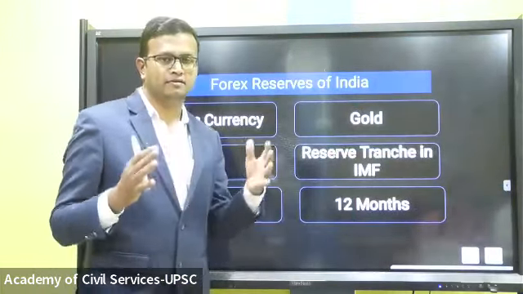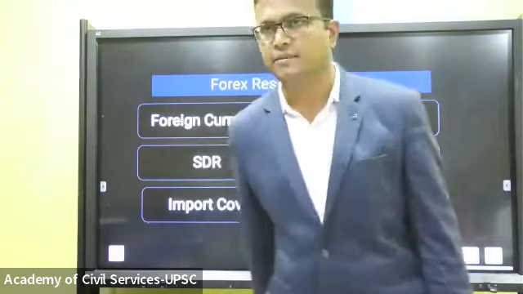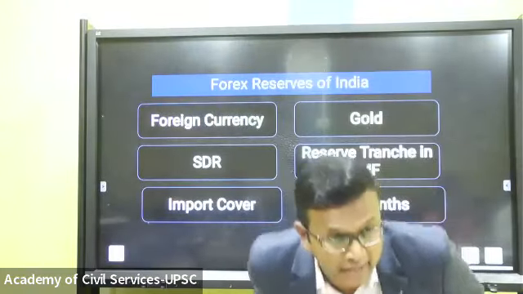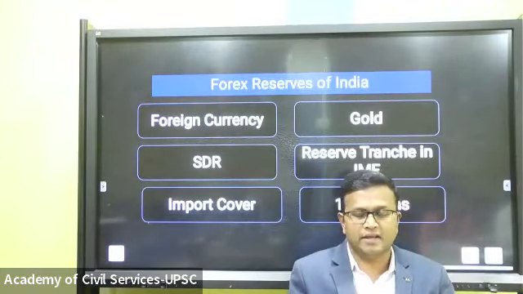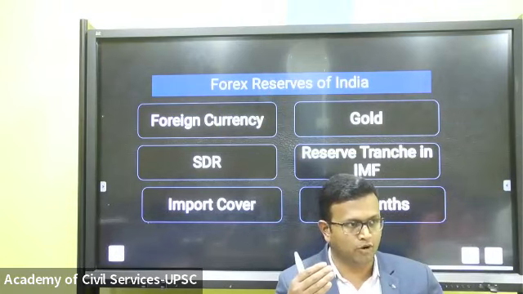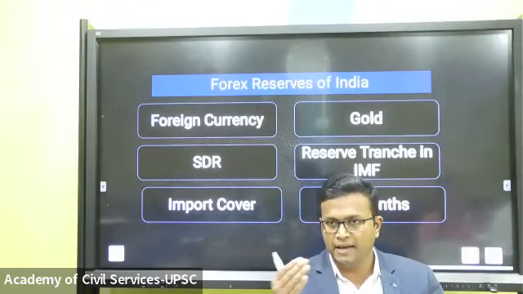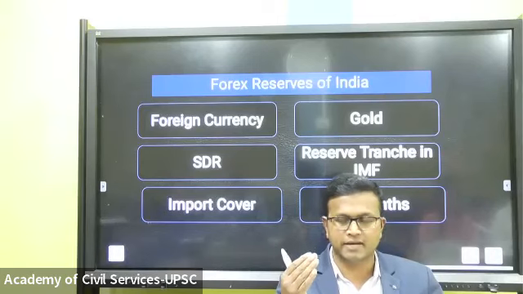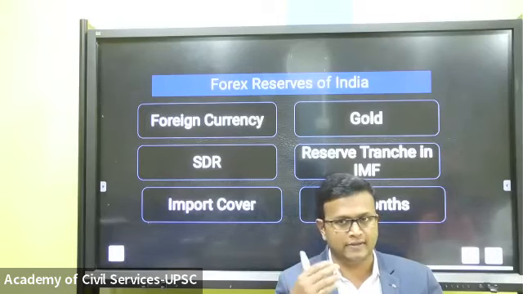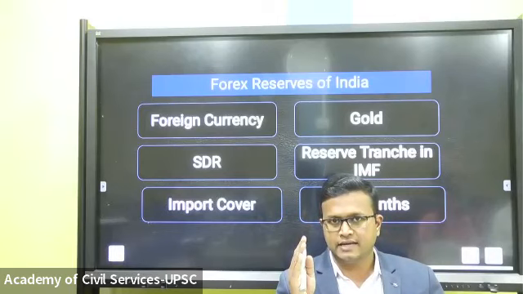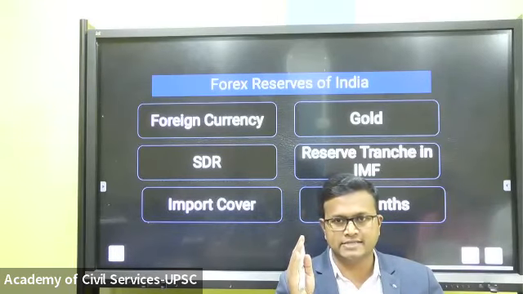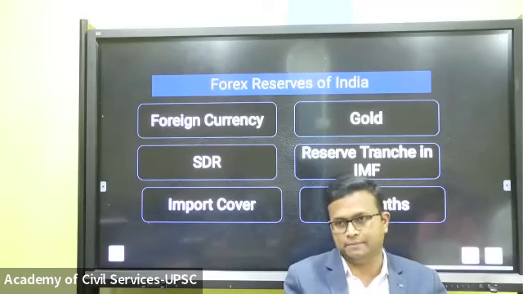Now, we have discussed the FDI and FII. Export and import, regarding export and import, we have to discuss more. We will discuss the balance of trade and balance of payment concepts. Before that, there is a concept called forex reserve, the foreign exchange reserve of the Government of India.